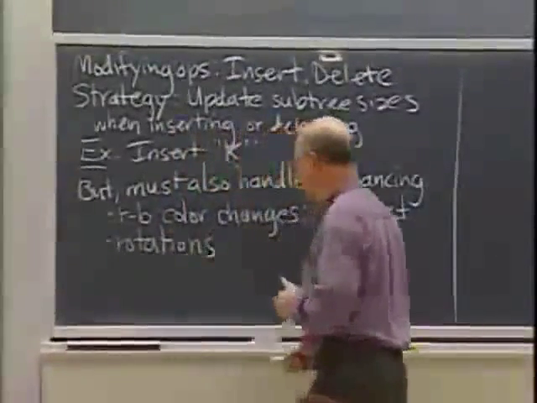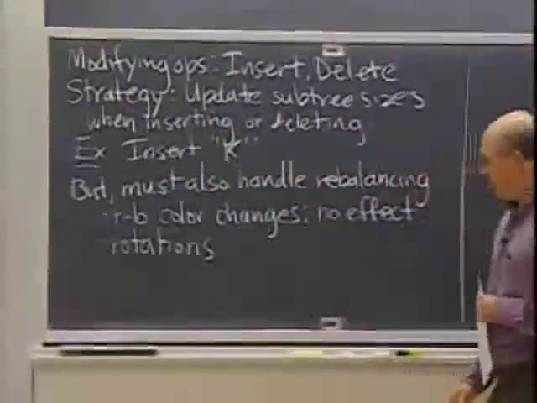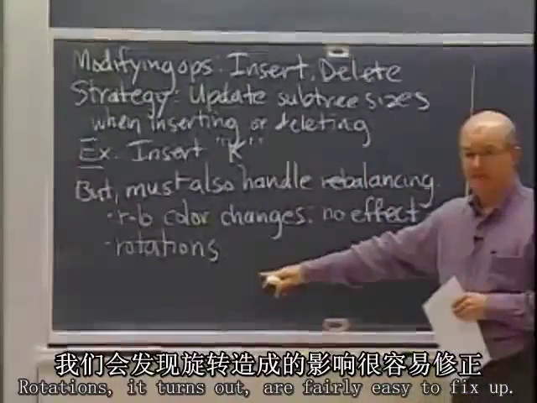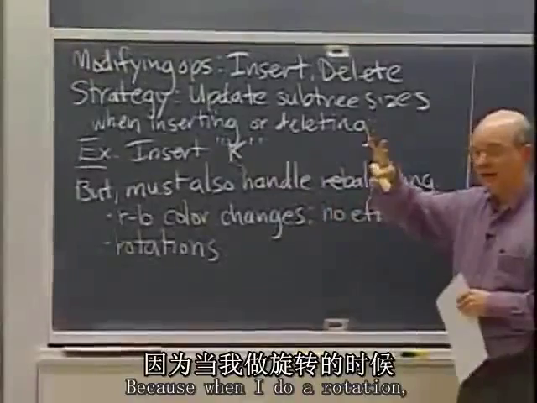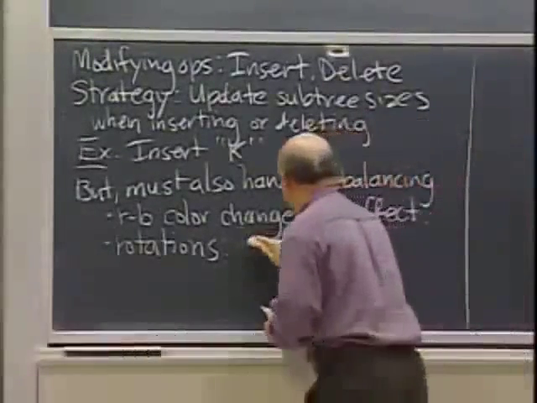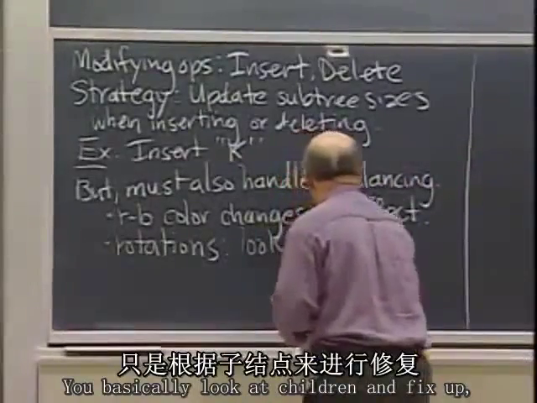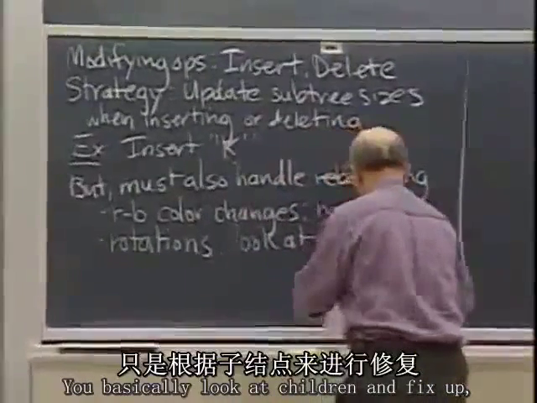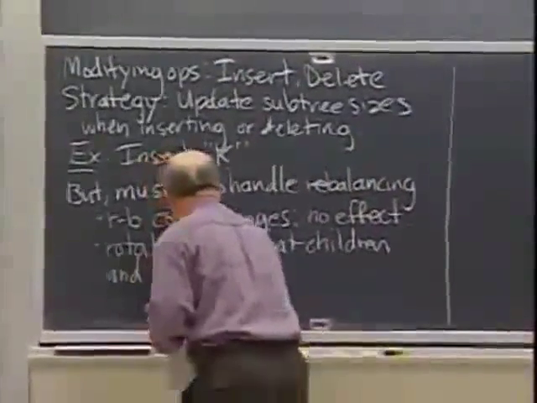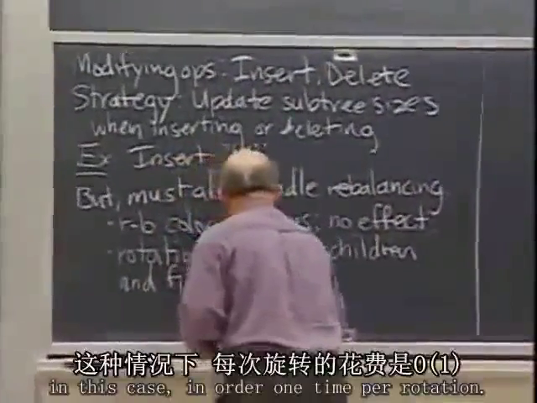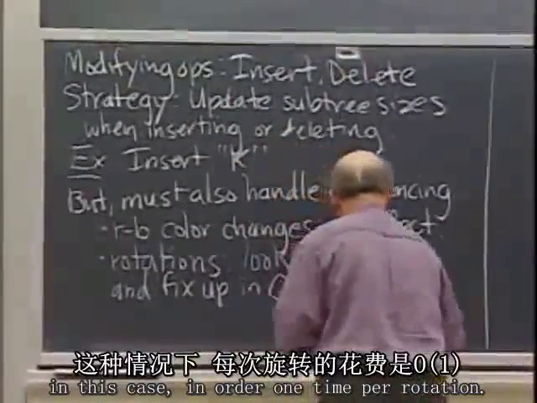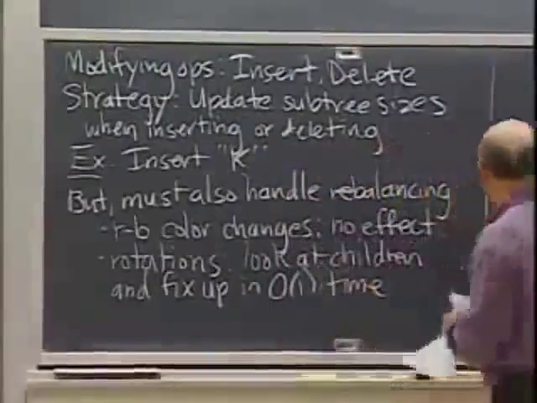But rotations, it turns out, are fairly easy to fix up. Because when I do a rotation, I can update the nodes based on the children. I'll show you that. Basically, look at children and fix up, in this case, in order 1 time per rotation.